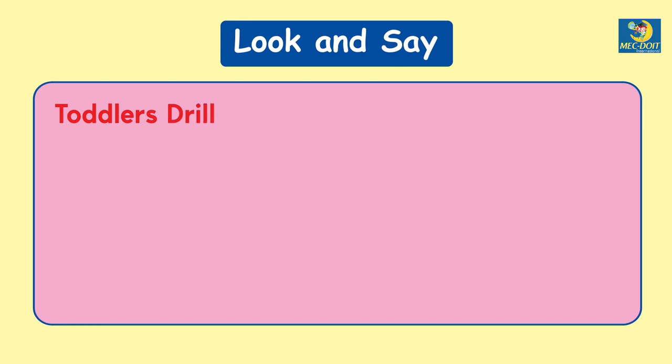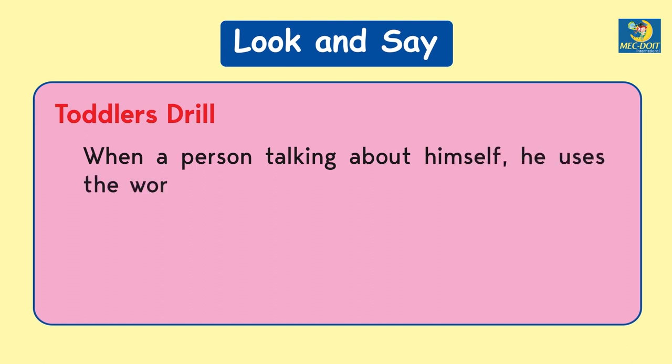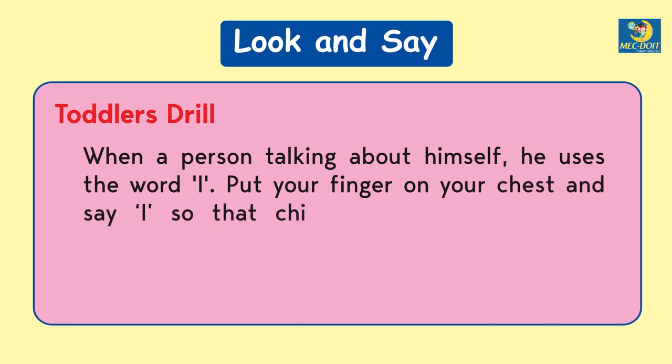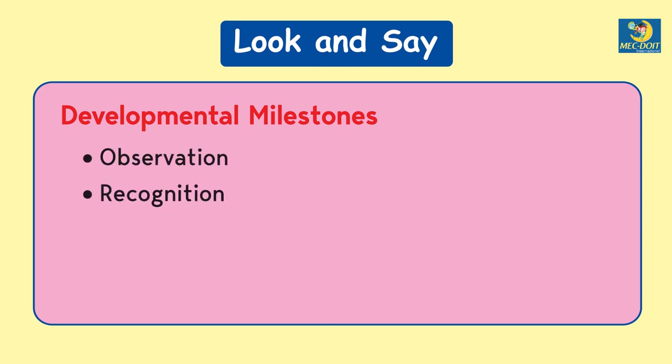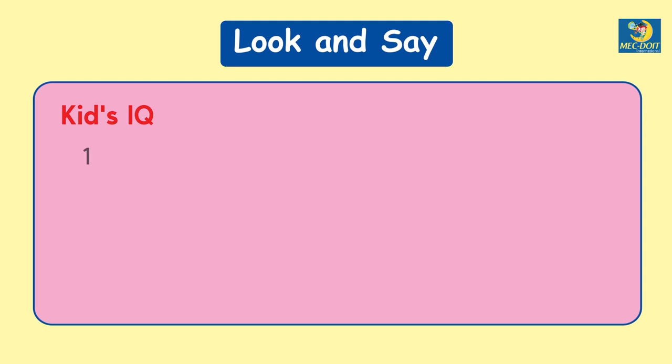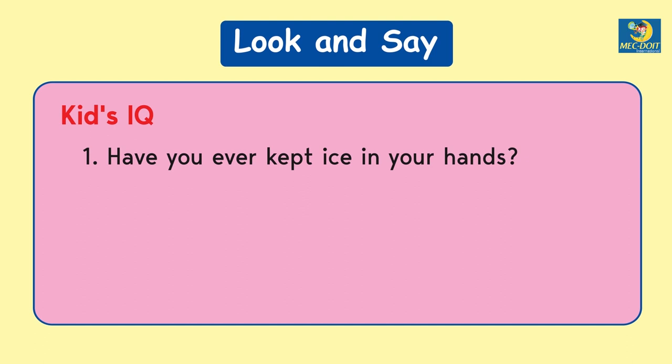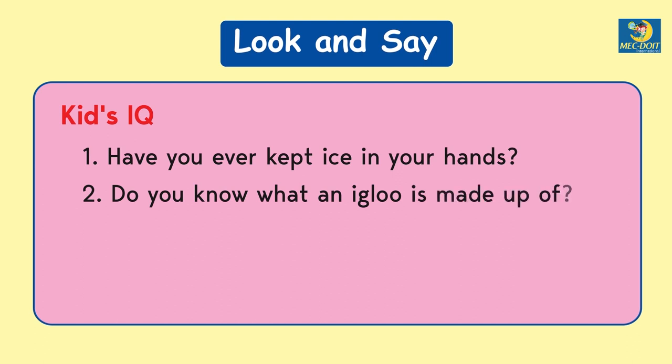Toddler's drill. When a person is talking about himself, he uses the word I. Put your finger on your chest and say I so that children understand what I means. Developmental milestones. Observation. Recognition. Motor skills. Kids IQ. Question 1. Have you ever kept ice in your hands? Question 2. Do you know what an igloo is made up of?